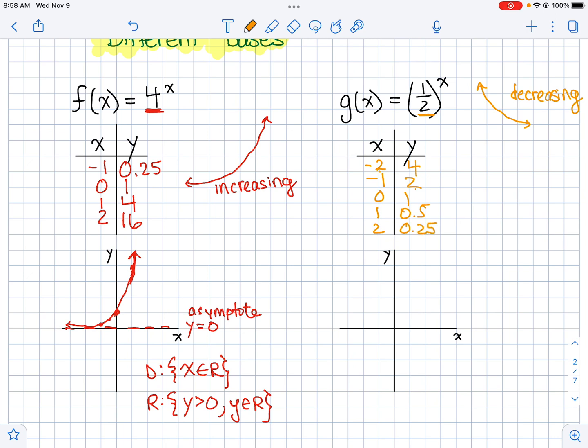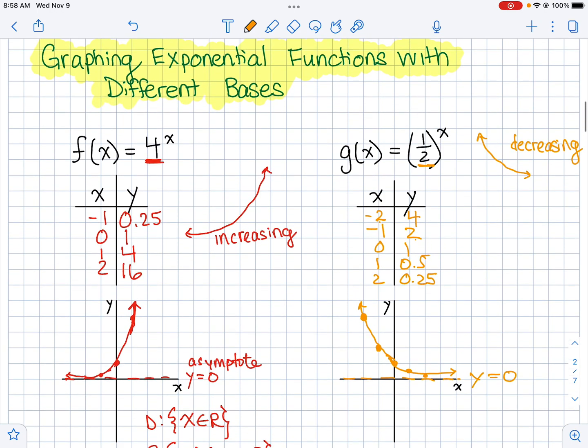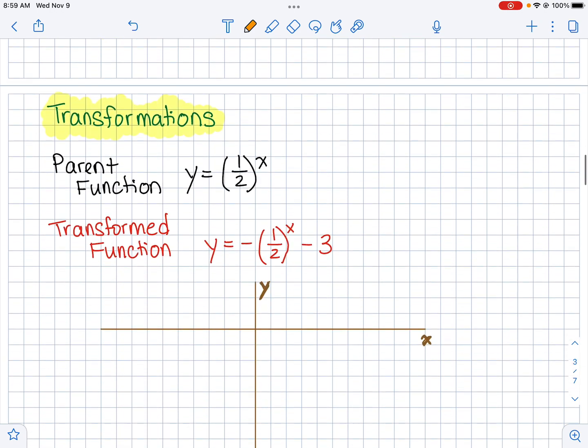Okay, so I'll just quickly graph that. 1, 2, 3, 4, plot those points. Half, a quarter. So it's gonna look like this. Sorry, my graphs are rough. So I still have an asymptote down here at 0. And my domain is the same as the red graph, and my range is the same. So that's how we graph exponential functions with different bases.